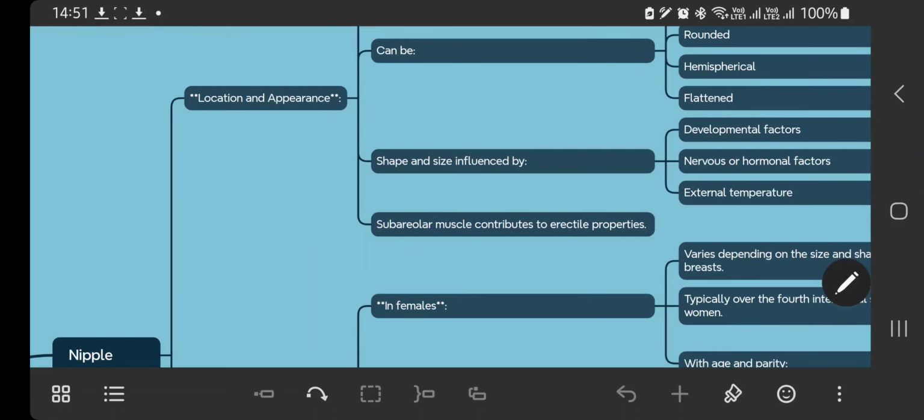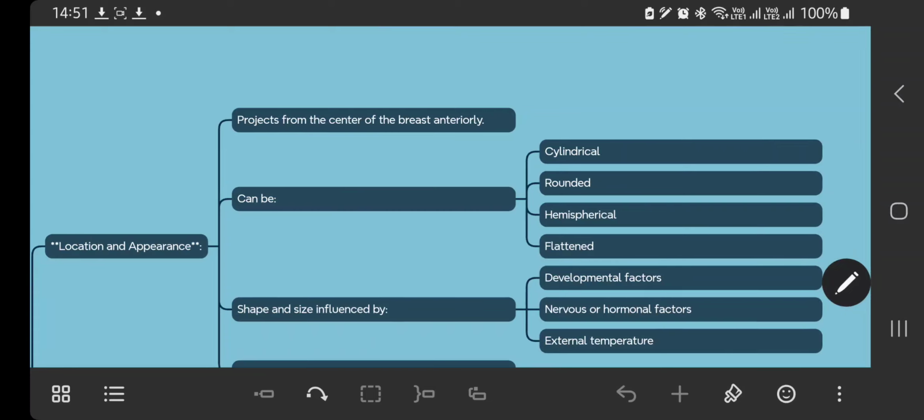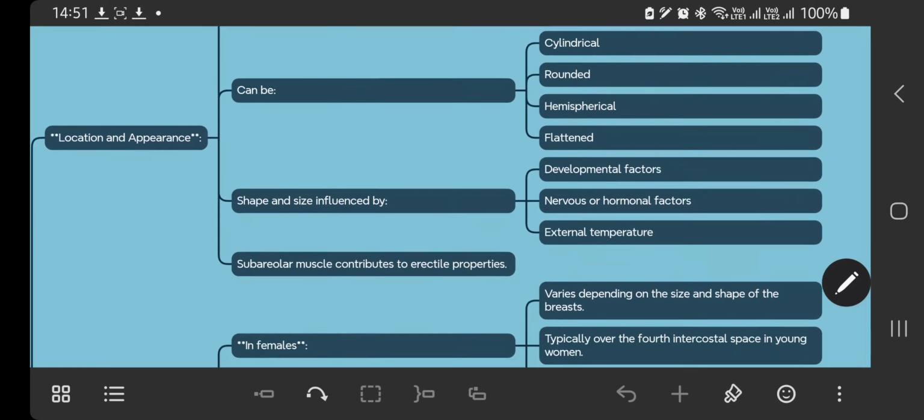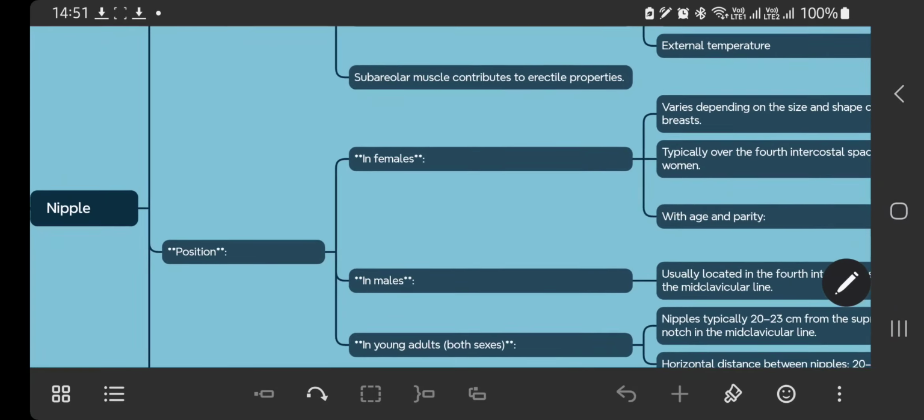So, again, about the nipple, the location and appearance, it projects from the center of the breast anteriorly, and it can be cylindrical, rounded, hemispherical, or flattened. The shape and the size is influenced by the developmental factors, the nervous or hormonal factors, and the external temperature. And the subareolar muscle contributes to the erectile properties.